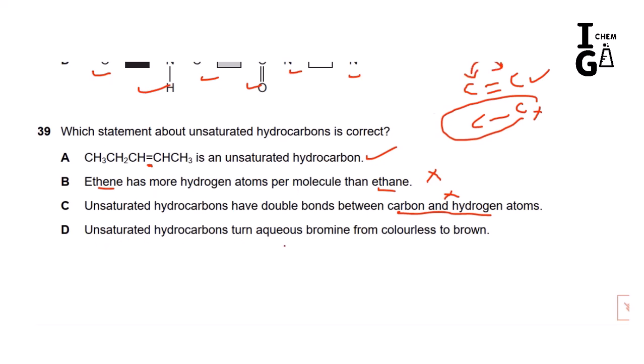Unsaturated hydrocarbons turn aqueous bromine from colorless to brown. Of course, this is wrong. It should be the opposite, from brown to colorless. It means the correct answer should be A, because this is a double bond between C and C, so this is the unsaturated hydrocarbon.